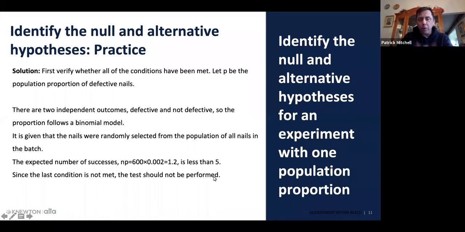So this test should not be performed with this sample. In order to make this number be greater than 5, you would have to have a much larger sample.